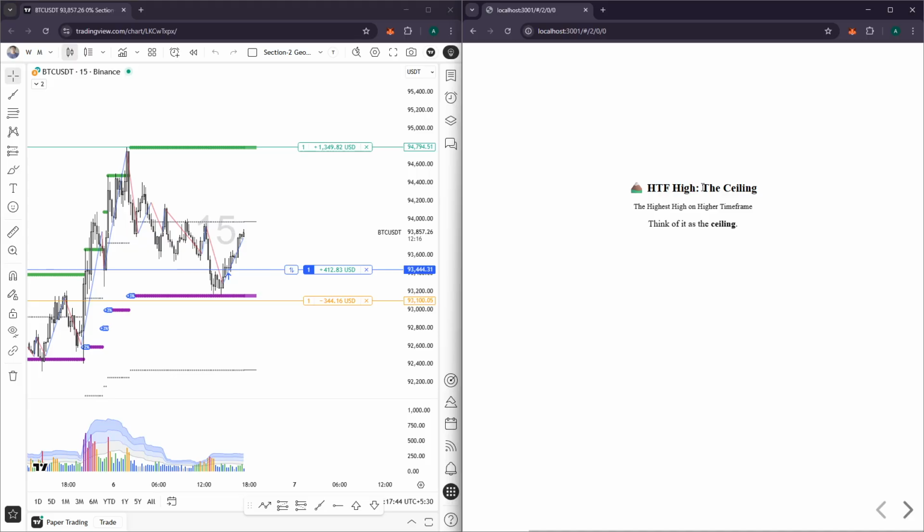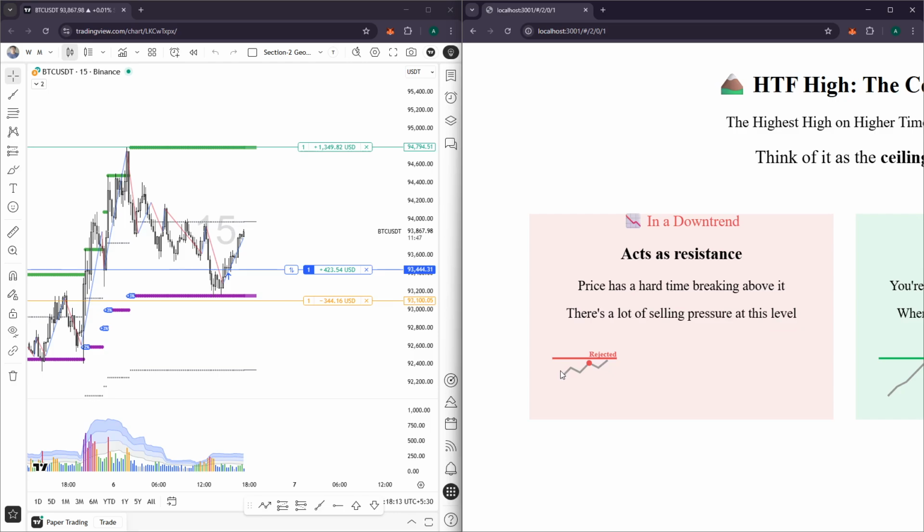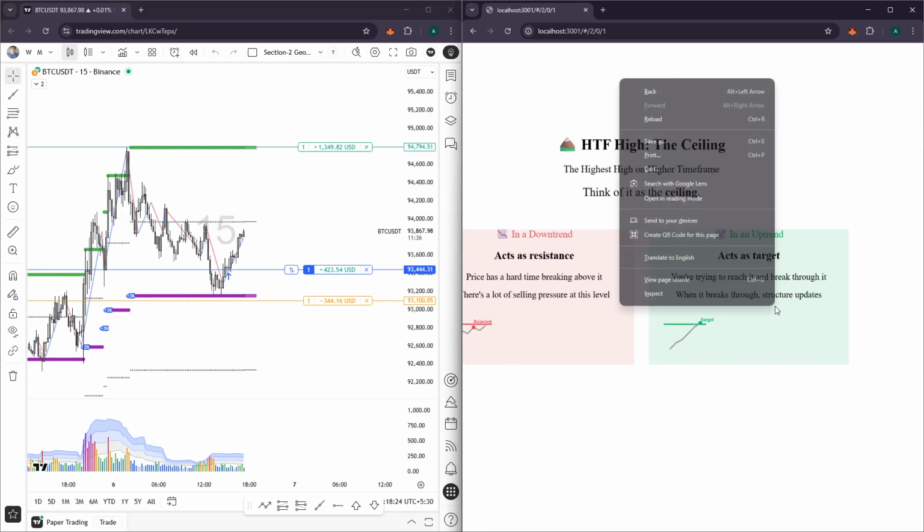HTF5, which is this point, the ceiling, the highest high on higher time frame. Okay, think of it as a ceiling. So as I told you, in a downtrend, this acts as resistance, meaning price has a hard time breaking above it because there's a lot of selling pressure at this level. Okay, so as you can see, as the price comes here, when the market is in a downtrend, this acts as resistance.